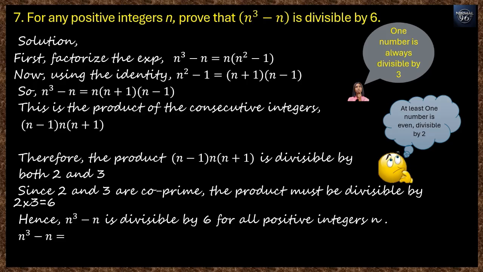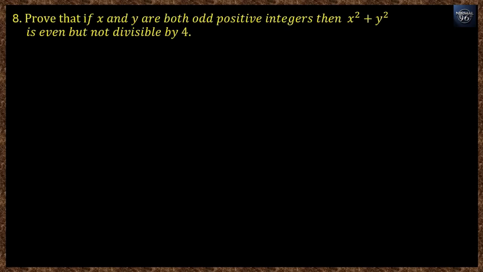So n cube minus n is equal to n minus 1, n and n plus 1. This is the answer. Now let's see number 8. Prove that if x and y are both positive integers, then x square plus y square is even but not divisible by 4.